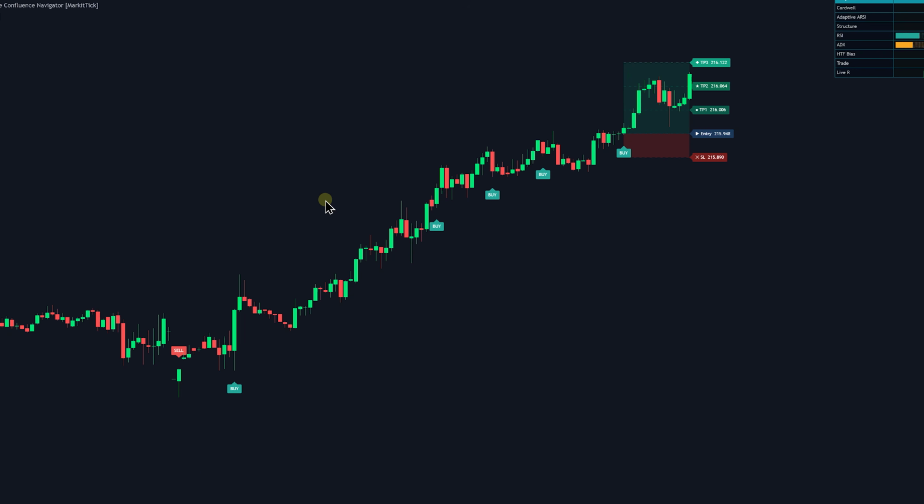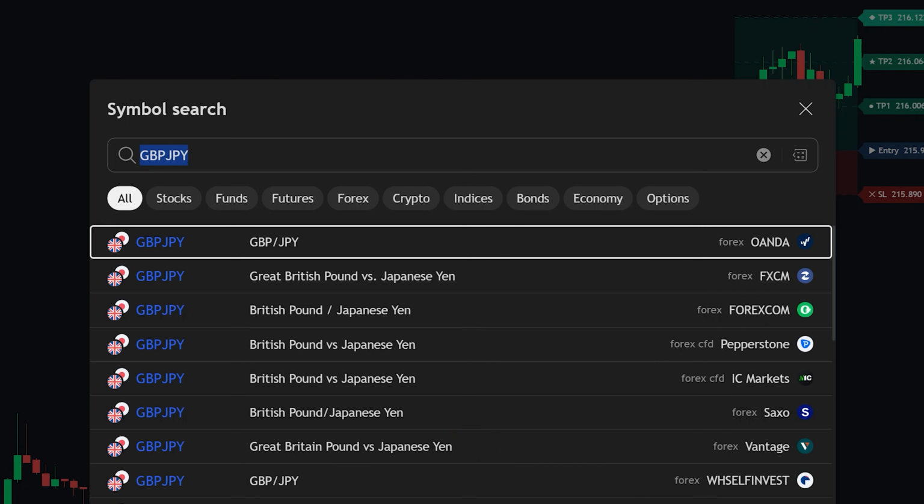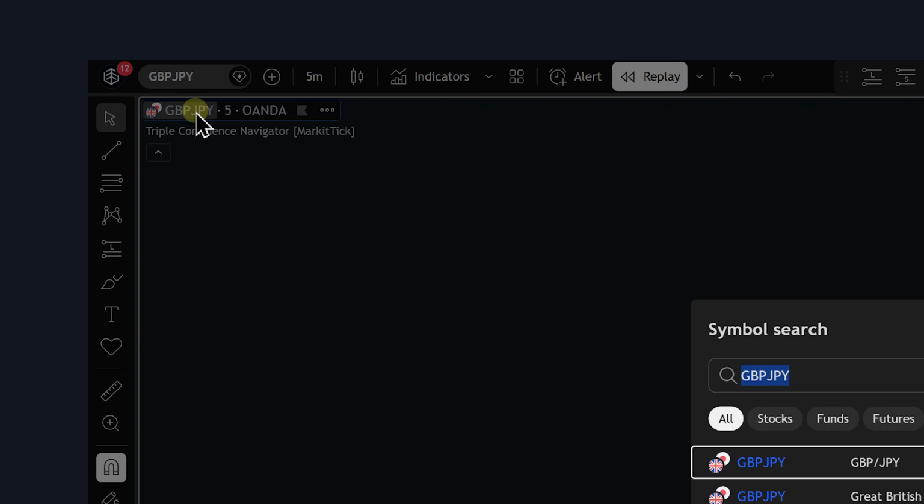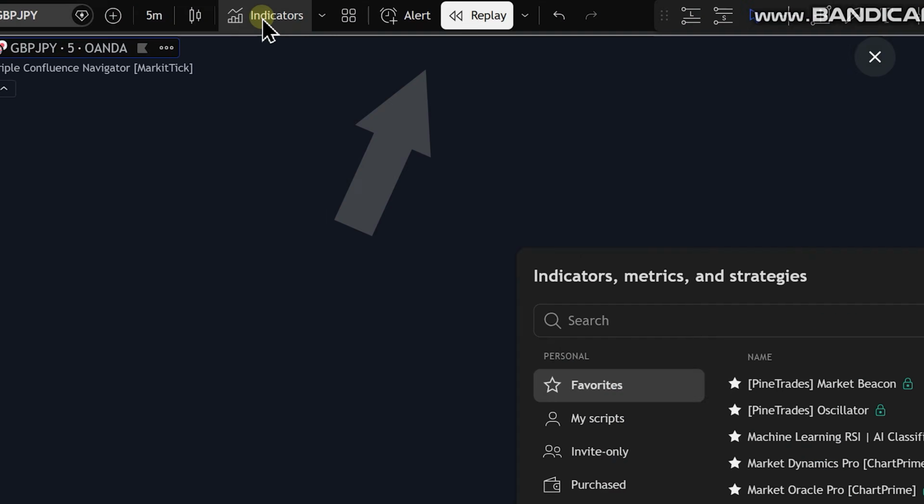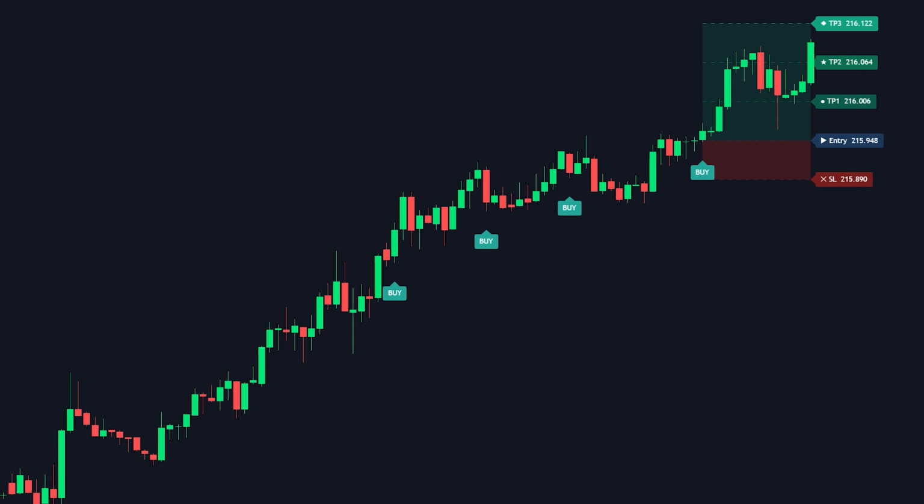Next, open the 5-minute time frame of GBP/JPY, but remember, this strategy can actually work on any trading security and on any time frame. Next, click on Indicators and search for Triple Confluence Navigator, and you want to select this one by MarkitTick. Once you've added it to your chart, this is how it's going to look.